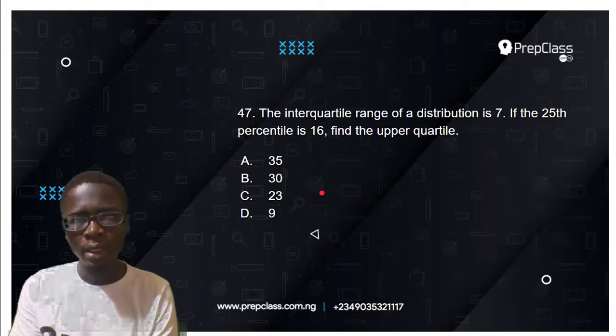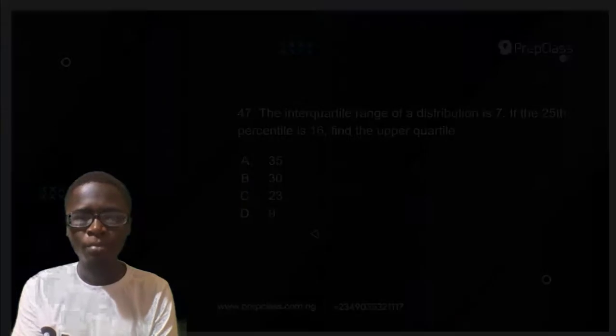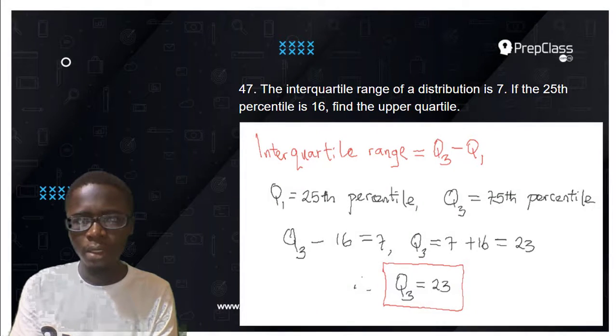It says the interquartile range of a distribution is 7. If the 25th percentile is 16, find the upper quartile. Okay, the formula for calculating interquartile range is given to be the third quartile minus the first quartile. Now, the first quartile is the 25th percentile.